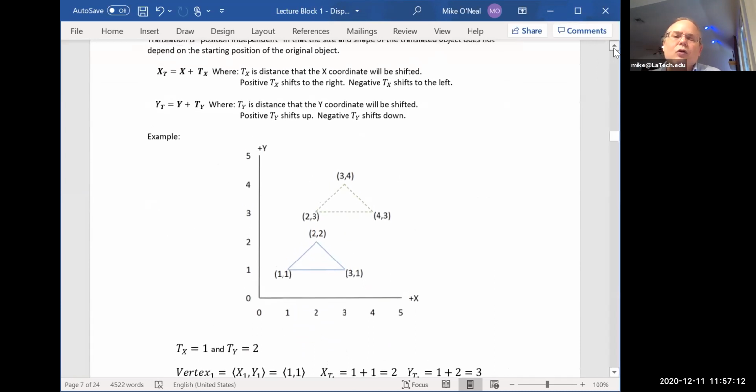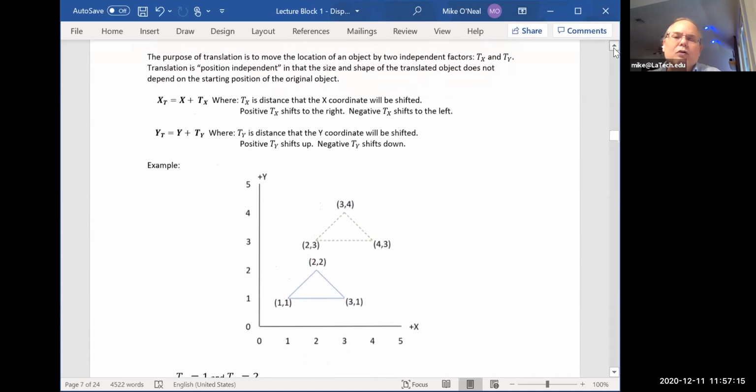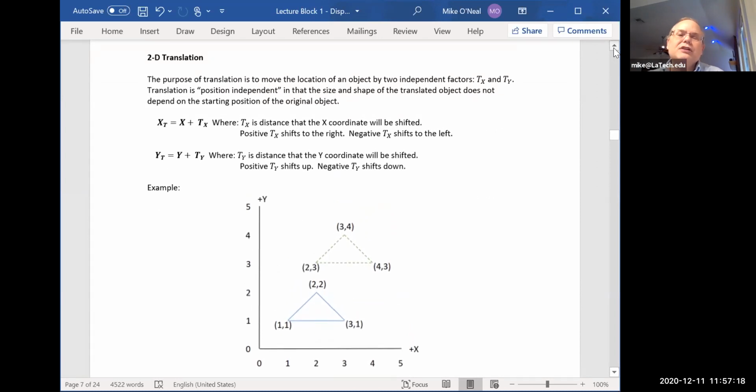Here are the equations for 2D translation, and they are very, very simple. If I have an X and a Y, and I want to translate by some amount, Tx is the amount that I want to translate in X, and Ty is the amount that I want to translate in Y.